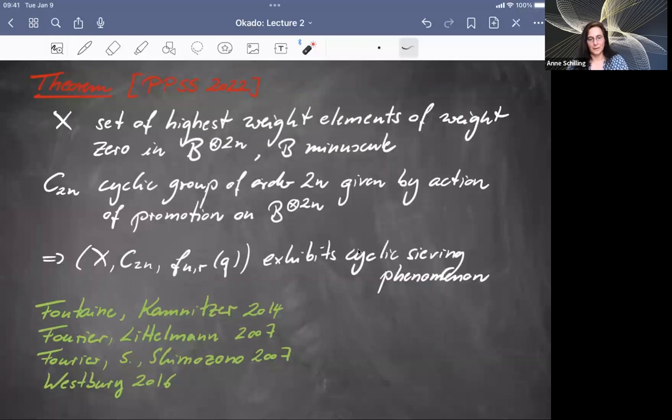And then it turns out that if for your set X, you take the set of all highest weight elements of weight 0, if B is minuscule, so we need to assume this for the theorem, and if we take the cyclic group to be the action of the promotion operator in this case, then with this polynomial that I've just given you, the claim is that this actually exhibits a cyclic sieving phenomenon. And the proof basically uses various papers. Namely, it uses a paper by Fontaine and Kamnitzer, where they proved that certain cyclic sieving phenomena exist when B is minuscule, and then you have to combine it with some other results to actually show that the polynomial that you get is given by this energy function polynomial.